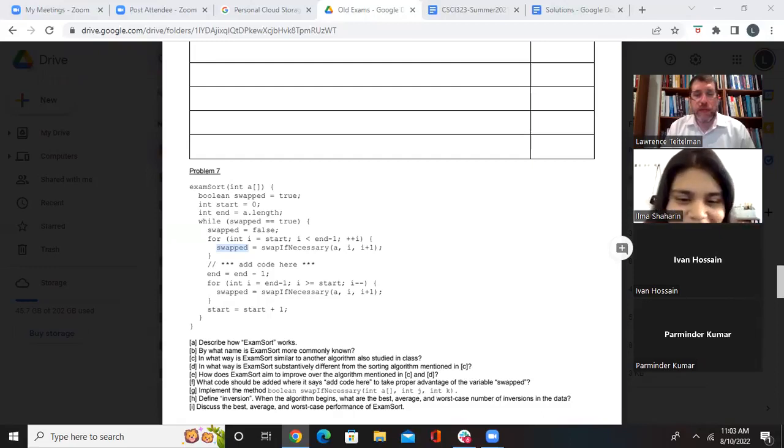Because a swap has taken place, that's why. The setting means a swap has taken place, and therefore what? So the hint is, you see where it says add code here? What code would you write there that would take advantage of swapped?